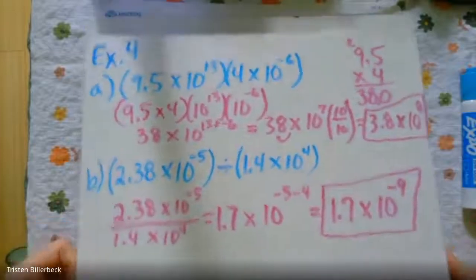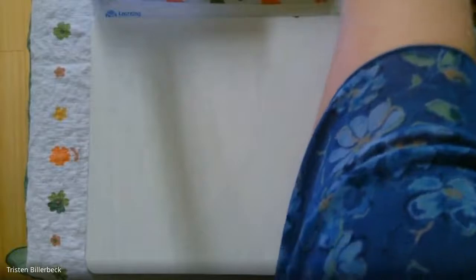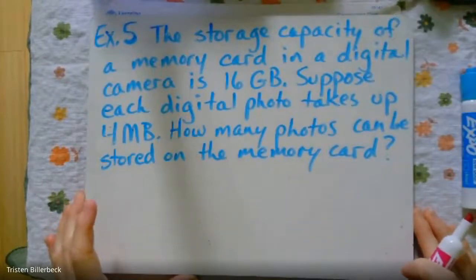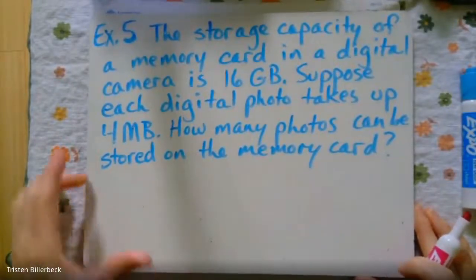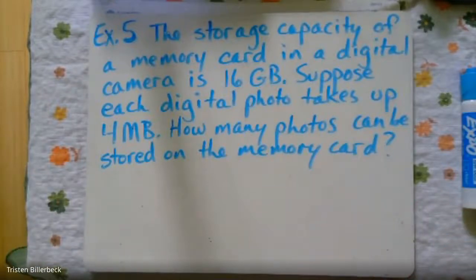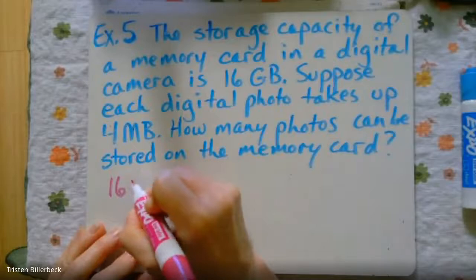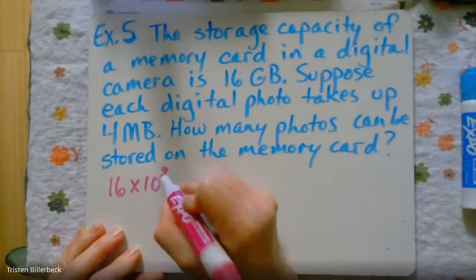All right, last example of scientific notation. Okay, so the storage capacity of a memory card in a digital camera is 16 gigabytes. Let's look at gigabytes again. Gigabytes are 10 to the 9th. So we have 16 times 10 to the 9th bytes.